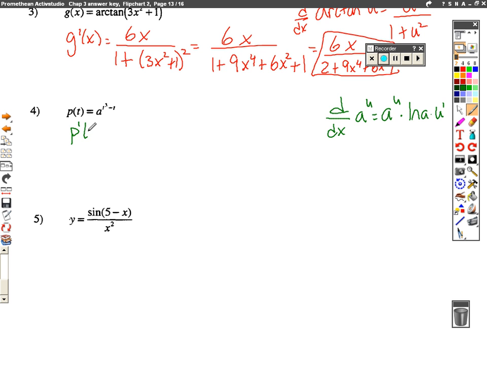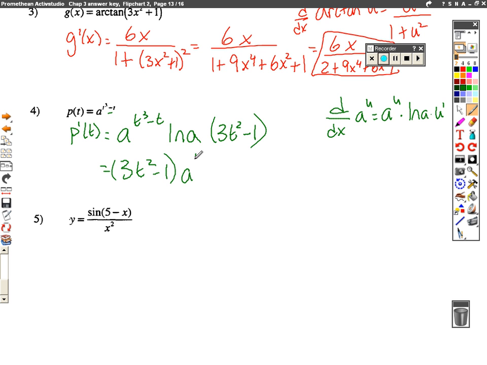P prime of t will equal a to the u, so a to the t cubed minus t, times the natural log of a, times u prime, which is the derivative of that exponent, so that's going to be 3t squared minus 1. And if you notice at the beginning, it does not tell us that t is a constant, so that's why we actually had to go through this whole process. So cleaning it up, maybe 3t squared minus 1 times a to the t cubed minus t times the natural log of a.